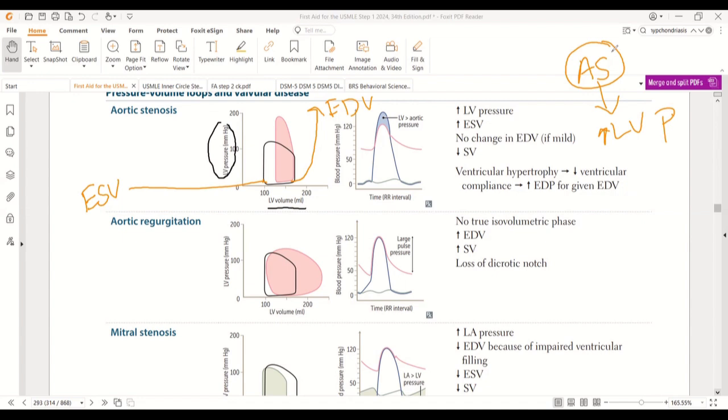If in aortic stenosis the mean arterial pressure is increased, what happens to the stroke volume? Will it increase or decrease? It will decrease, right?